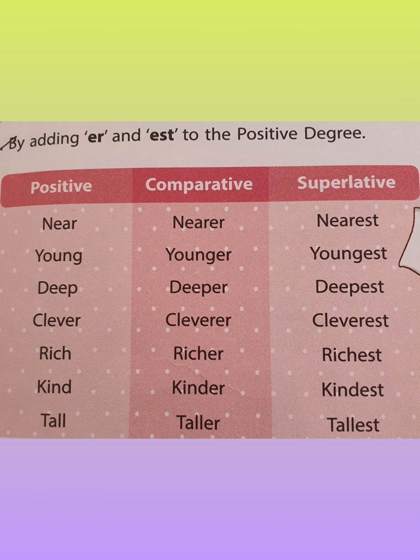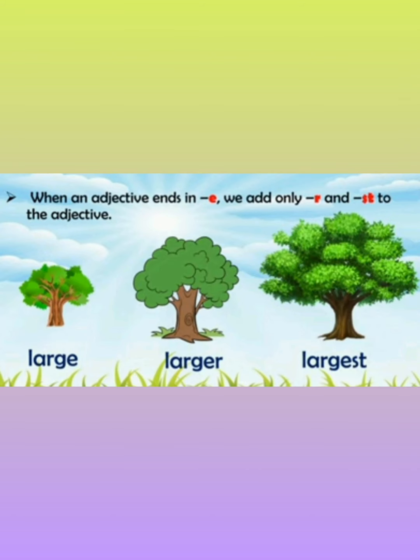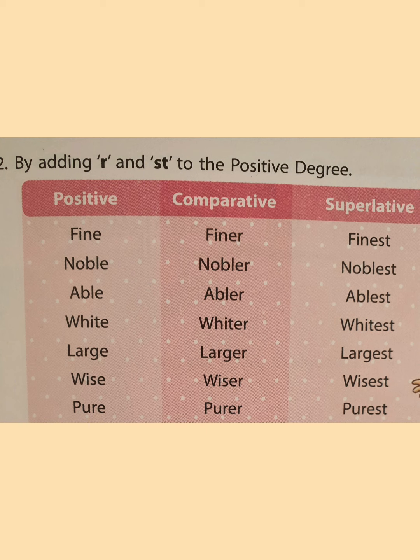Now rule number 2, when an adjective ends in e, we add only r and st to the adjective. For example, large, larger, largest. Fine, finer, finest. Noble, nobler, noblest. Wise, wiser, wisest, and so on.